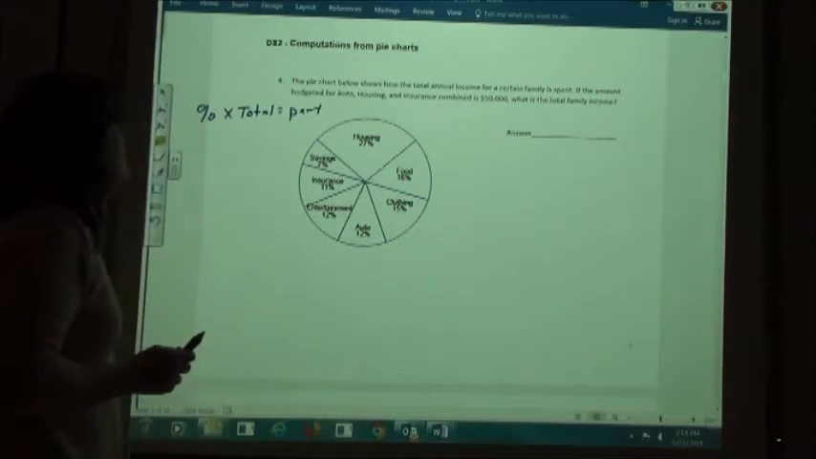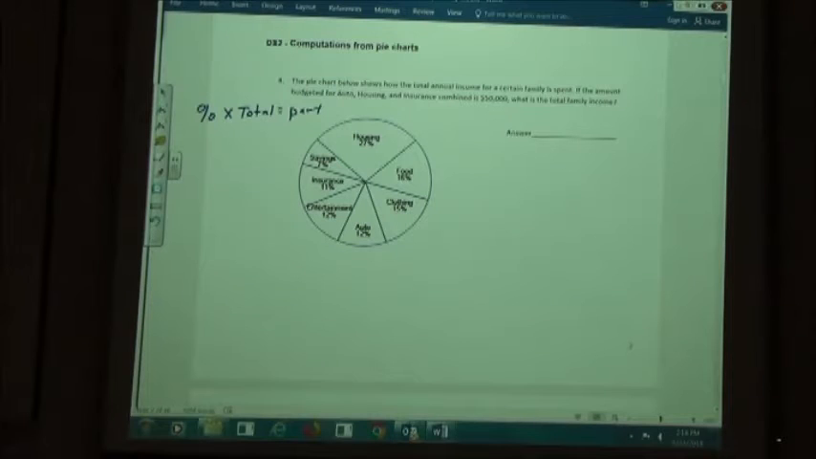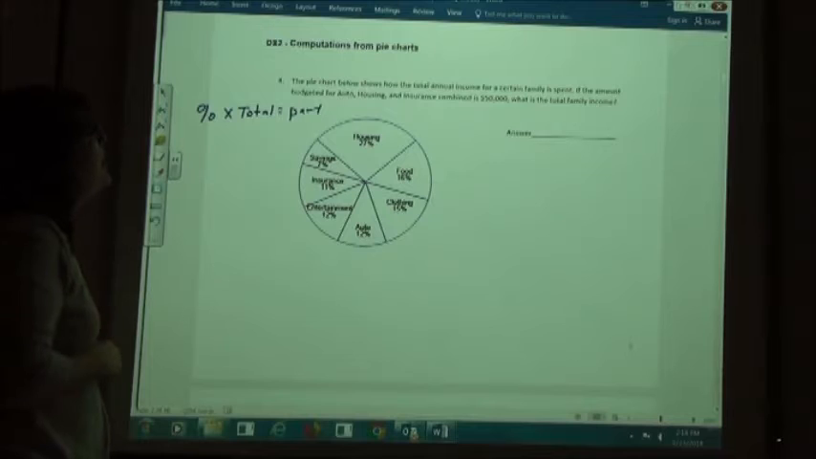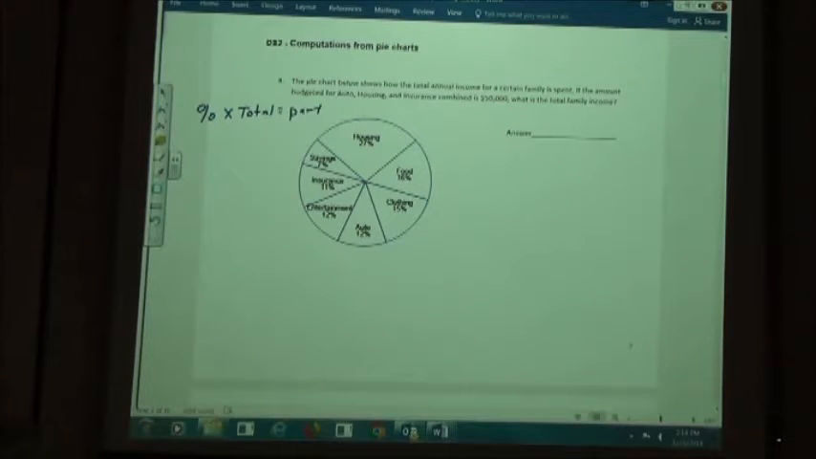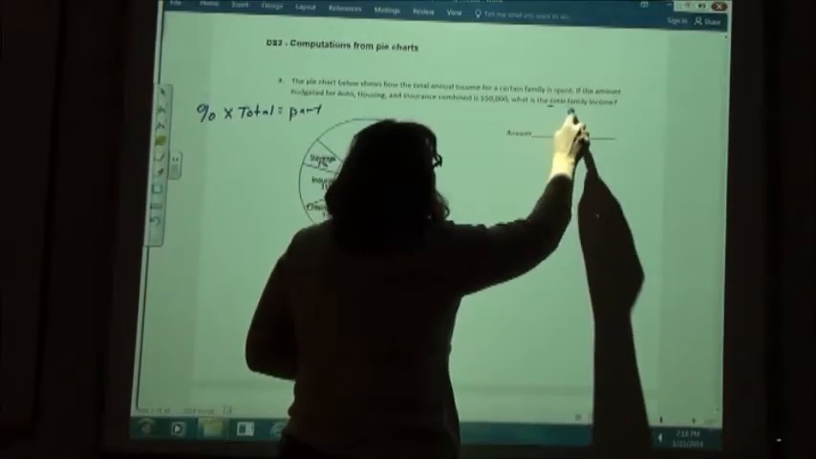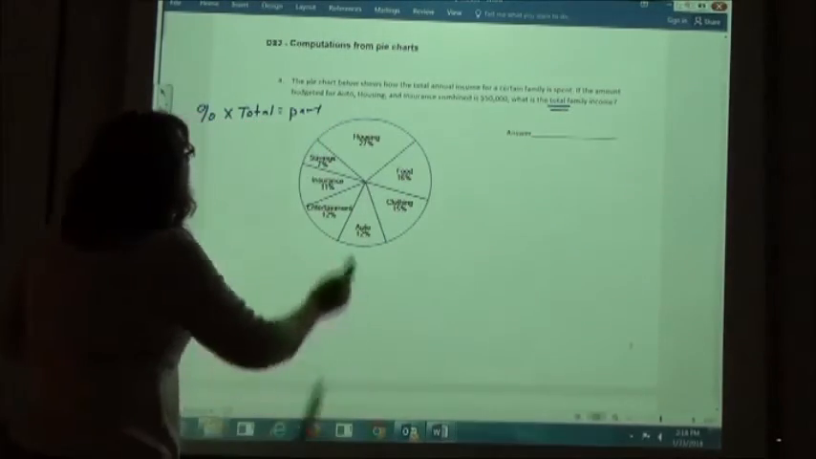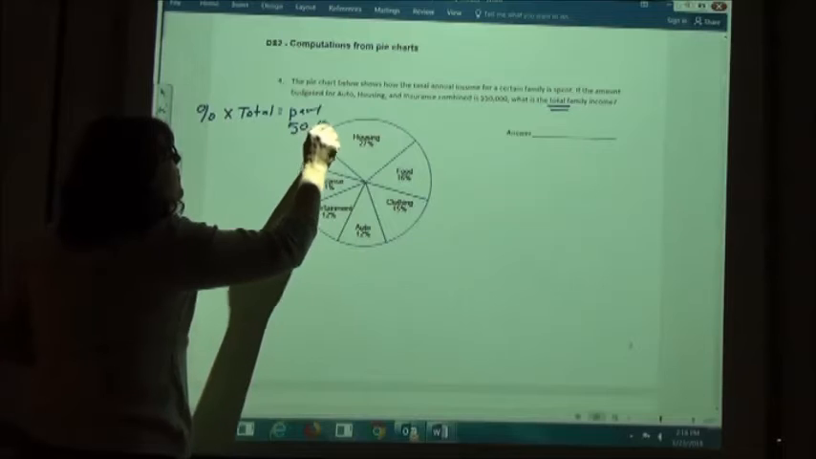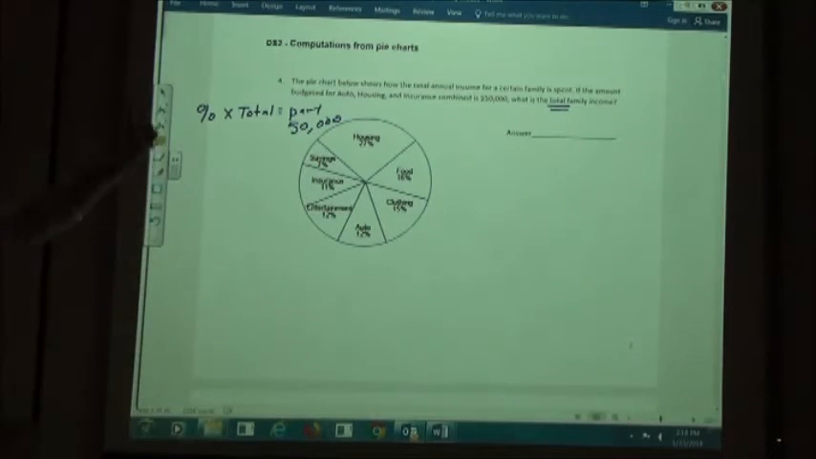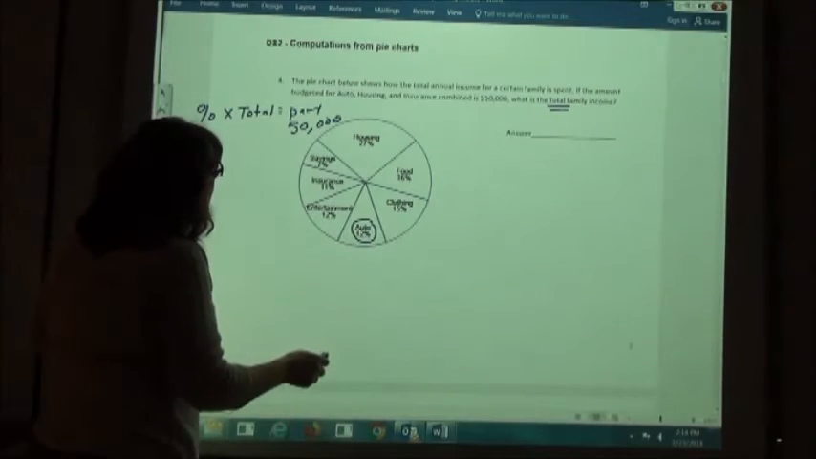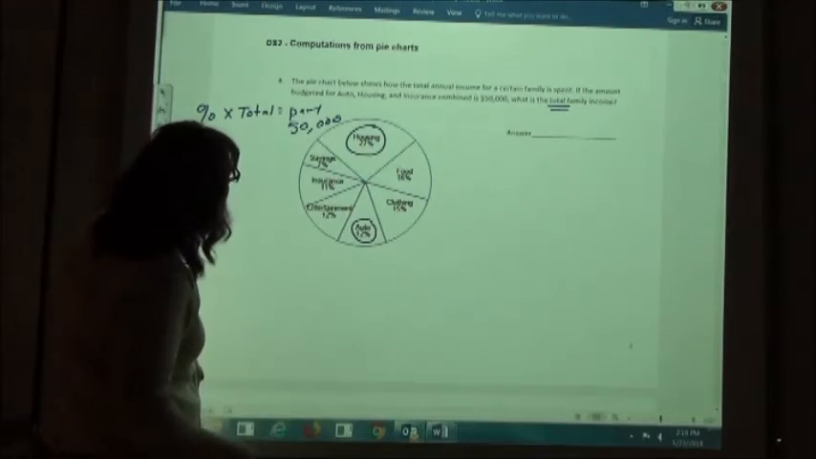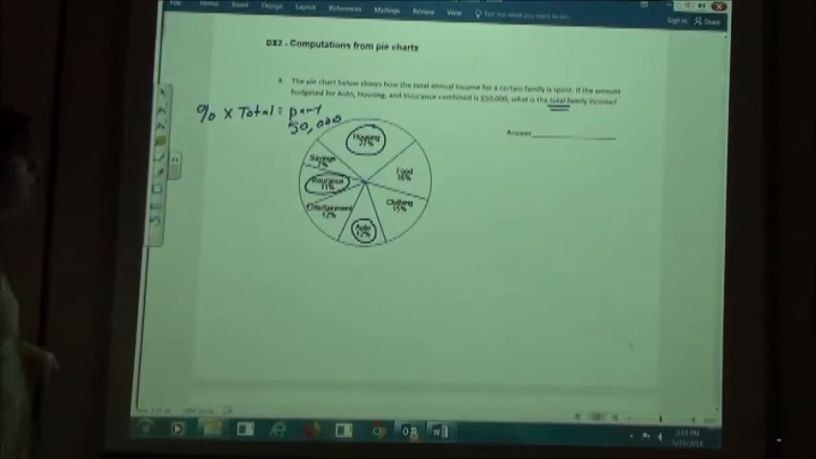It says the pie chart below shows how the total annual income for a certain family is spent. The amount budgeted for auto, housing, and insurance is $50,000. What was the total family income? So this question asks for what is the total. We know the part then is the $50,000. The percent we got to figure out. We have auto at 12%, housing at 27%, and insurance at 11%.